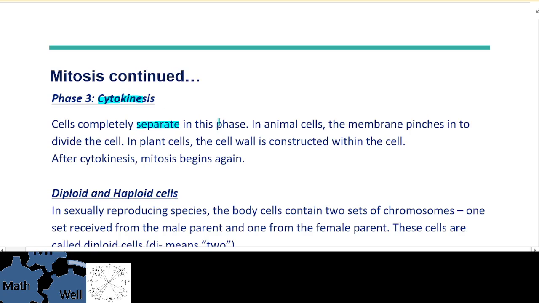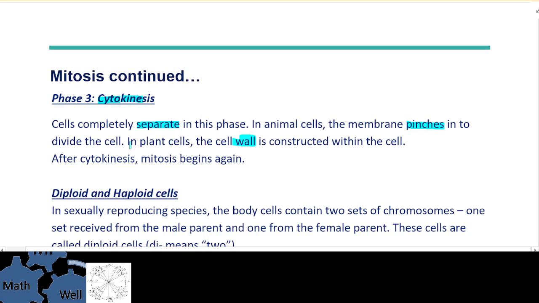So we've got the two nuclei starting to form, and now we need to make another cell. In animal cells, the membrane pinches in to divide the cell. And you saw that in that video. In plant cells, the cell wall is constructed within the cell. So it's kind of like a wall built up right in the middle of the cell, which then cuts things off and makes a new one.